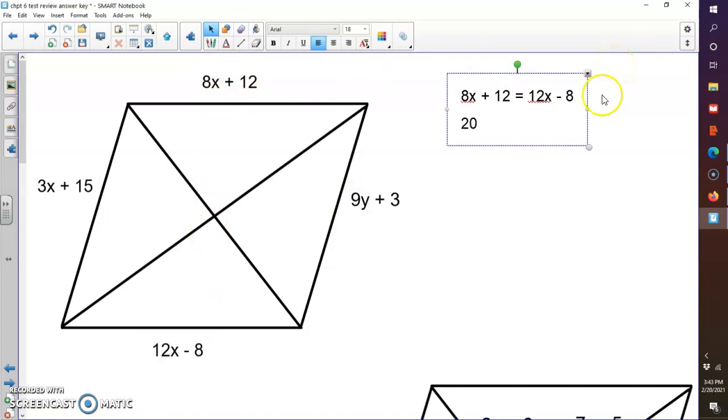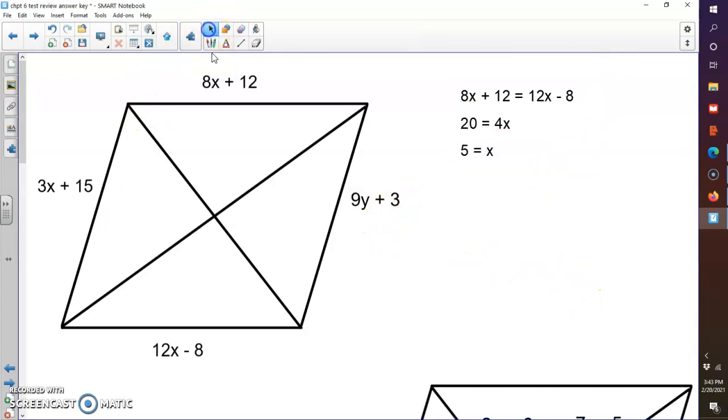I end up with 20 equals 4x. My x equals 5. And now I'm going to plug that in to help me get my answer. 8 times 5 is 40 plus 12 is 52.